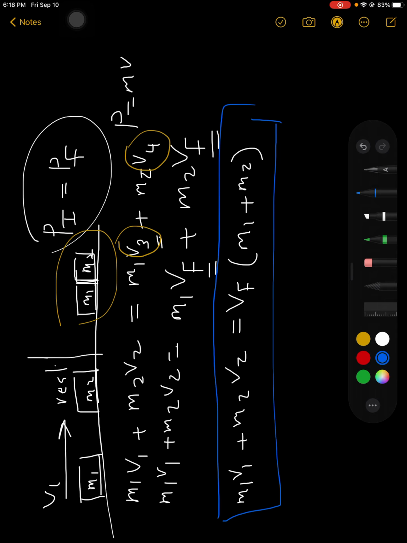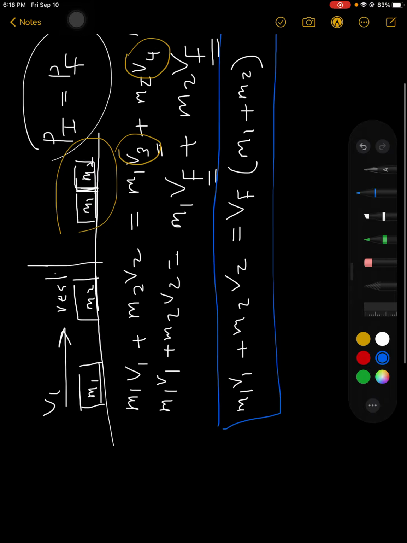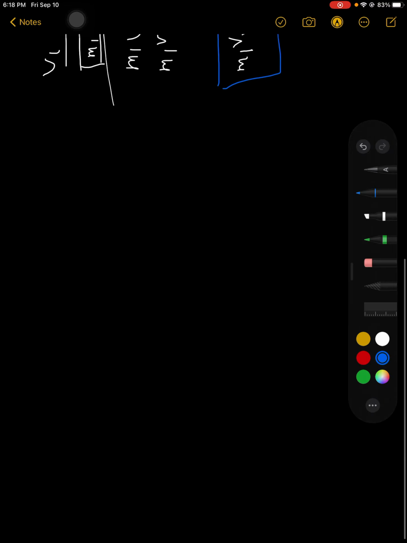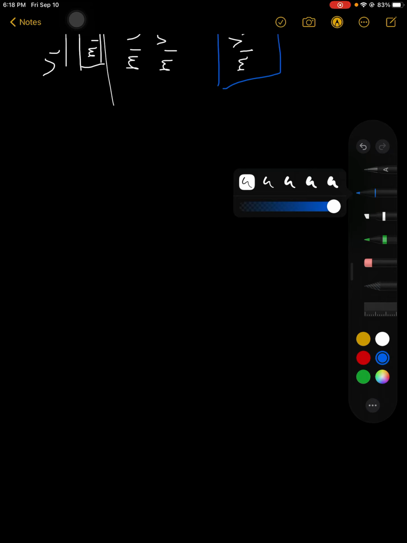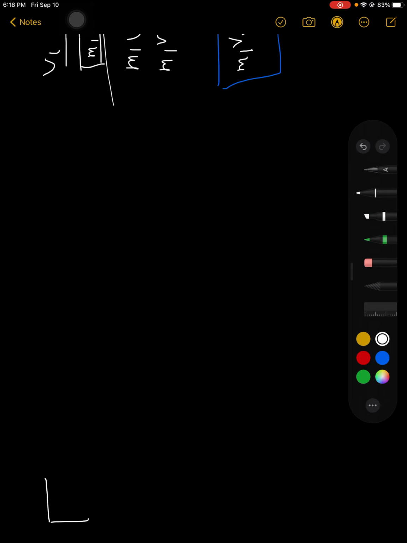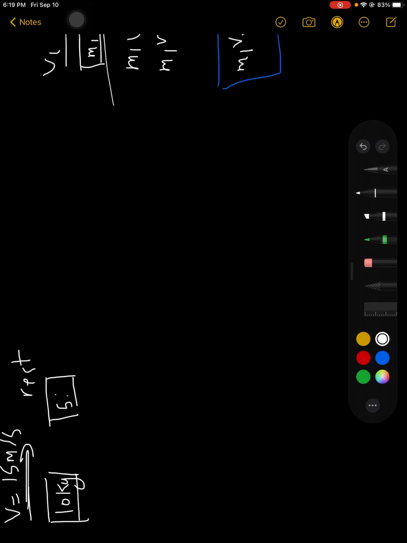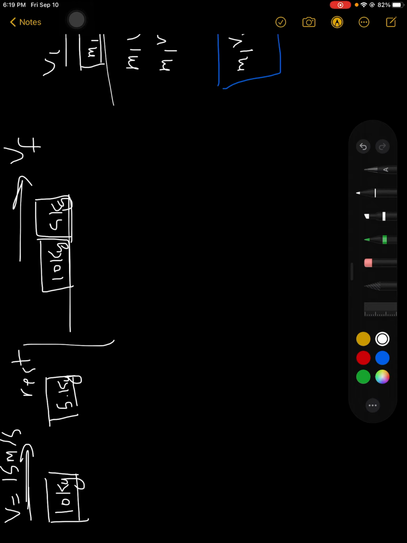Let's take an example to see how we can use this formula. If I say that I have a block with 10 kilograms moving with a velocity of 15 meters per second, and this block is going to strike another block at rest with 5 kilograms, and after the collision the two blocks stick together and move together with a velocity of vf. Here the question is looking to find the vf.